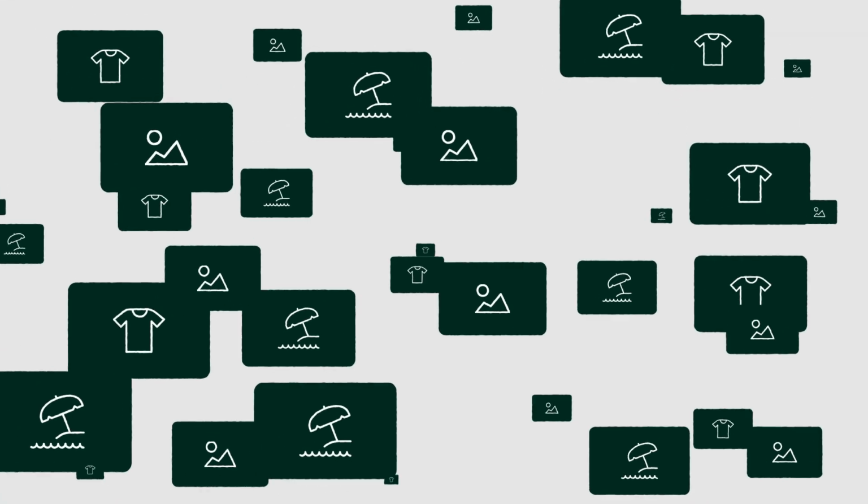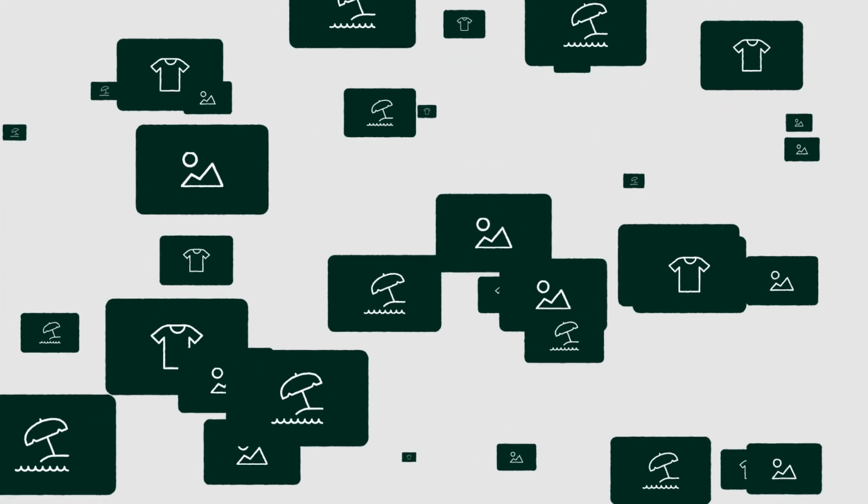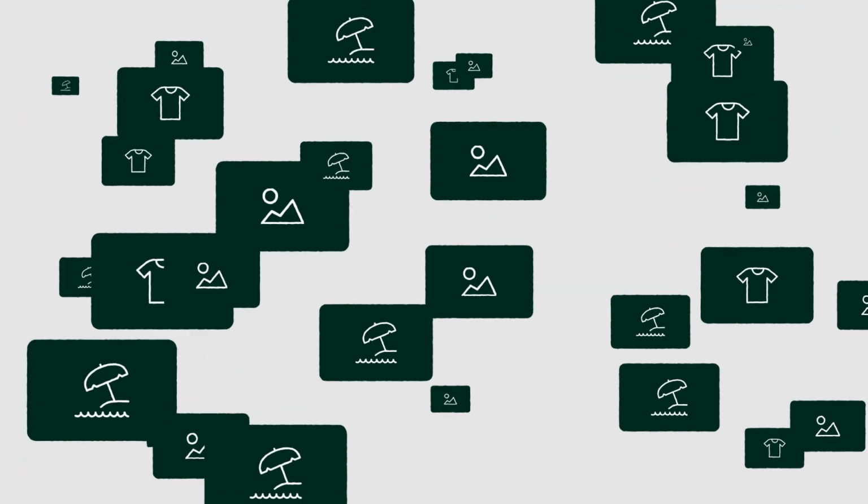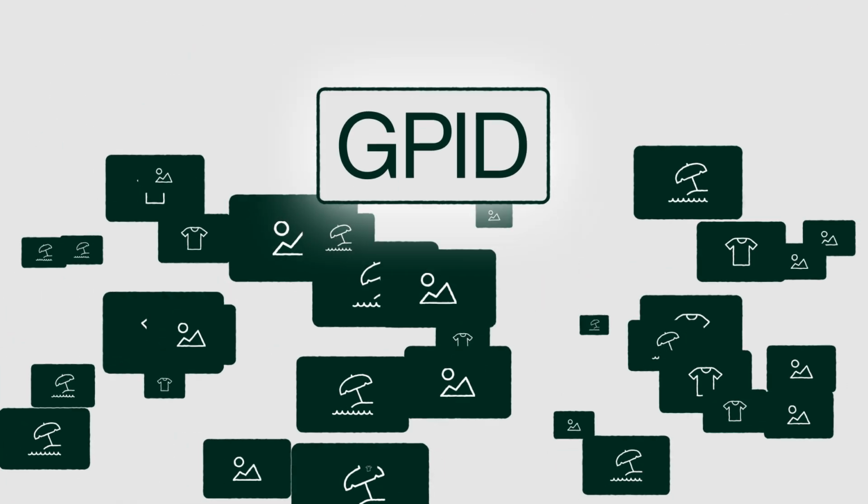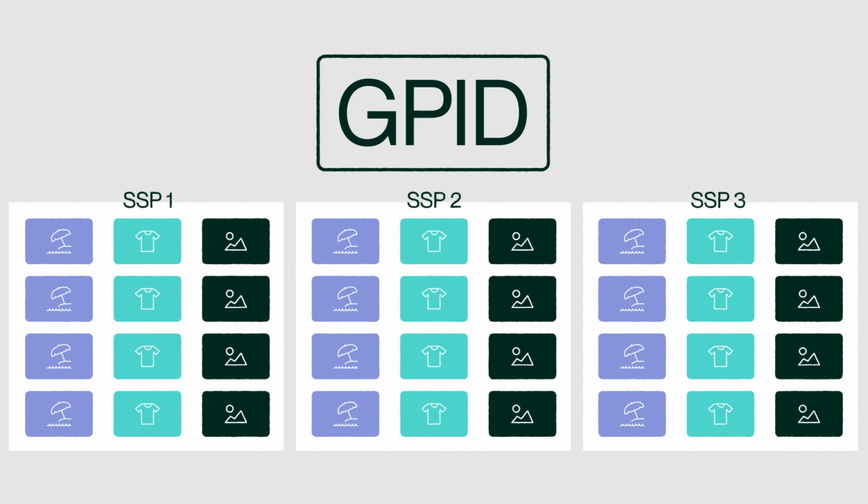GPID is a standardized identifier for programmatic ad placements. It's defined by the media owner and is consistent across all SSPs, making it easier for media buyers to identify specific opportunities on a granular level and validate transactions across different platforms.